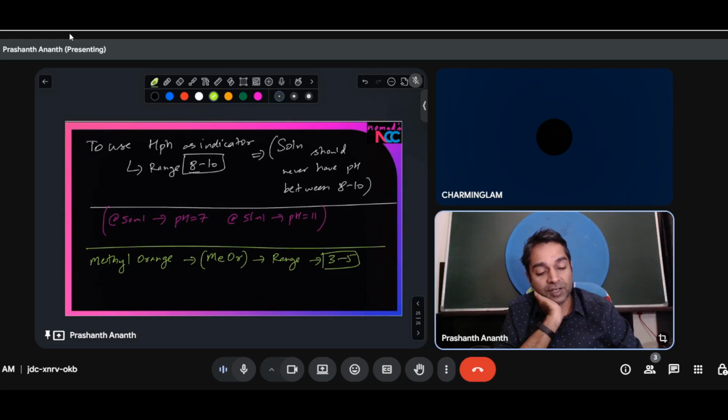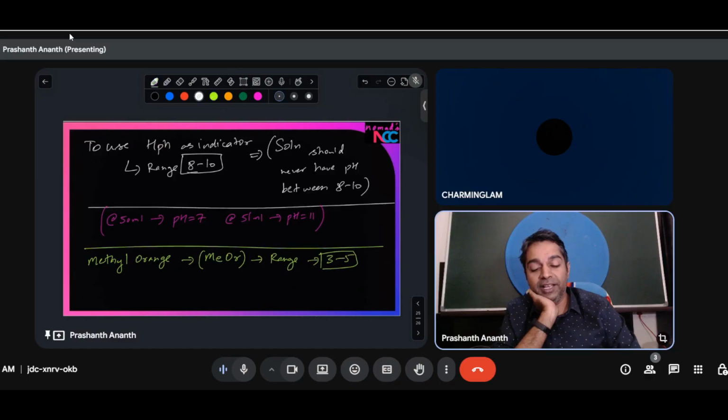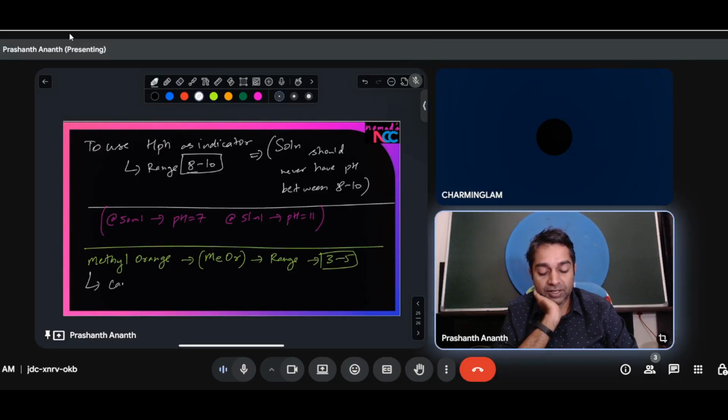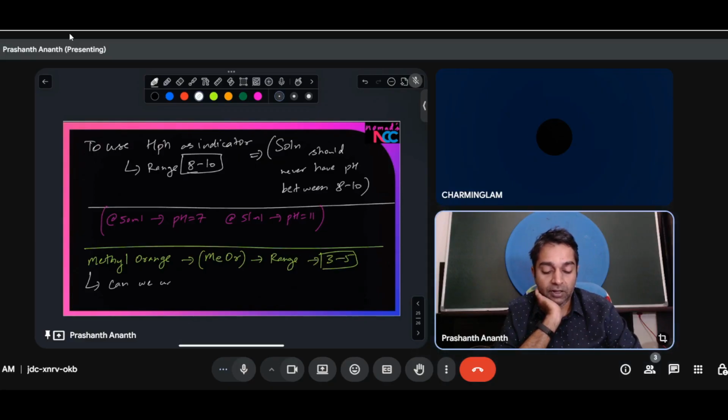Now I have a question here. Can I use methyl orange as an indicator for strong acid, strong base titration? That's the only one we have done, right? Can we use MeOR for strong acid, strong base titration?